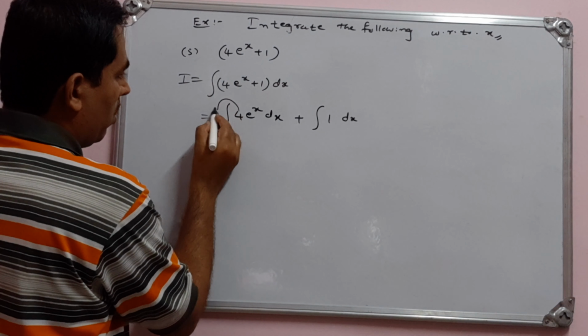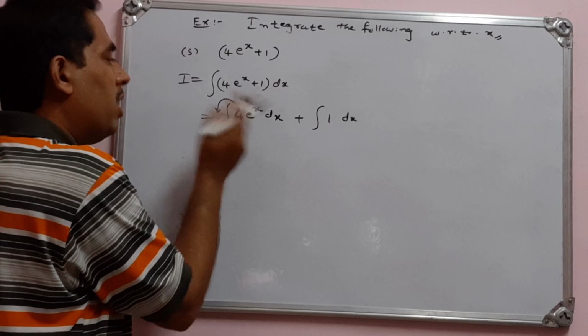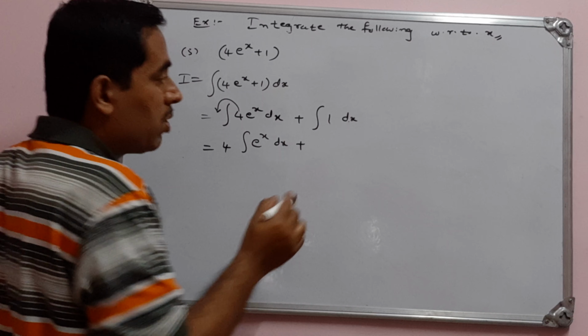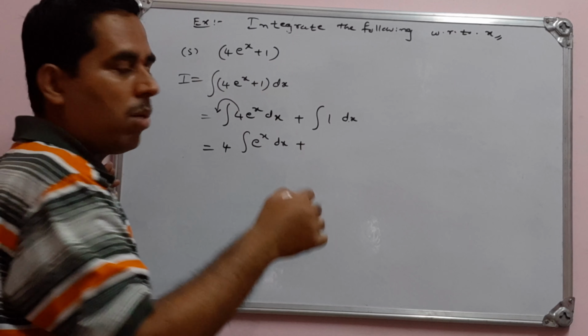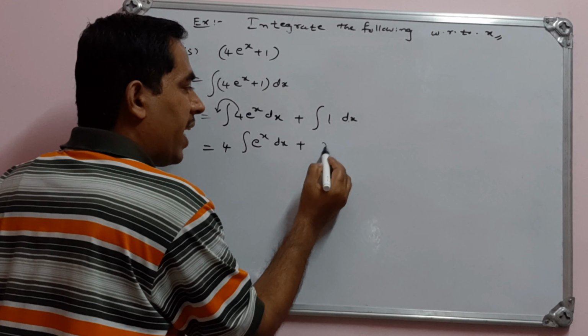Then you take this 4 outside. If you have a constant inside the integration symbol, take that outside. So 4, and write it directly, integration of e to the power of x plus c. Integration of 1 with respect to x is what? It is listed in our formulas. It is not the derivative of 1. Observe this: derivative of the constant 1 is 0, but integration of 1 with respect to x is what? x, plus c. Then 4 into c.